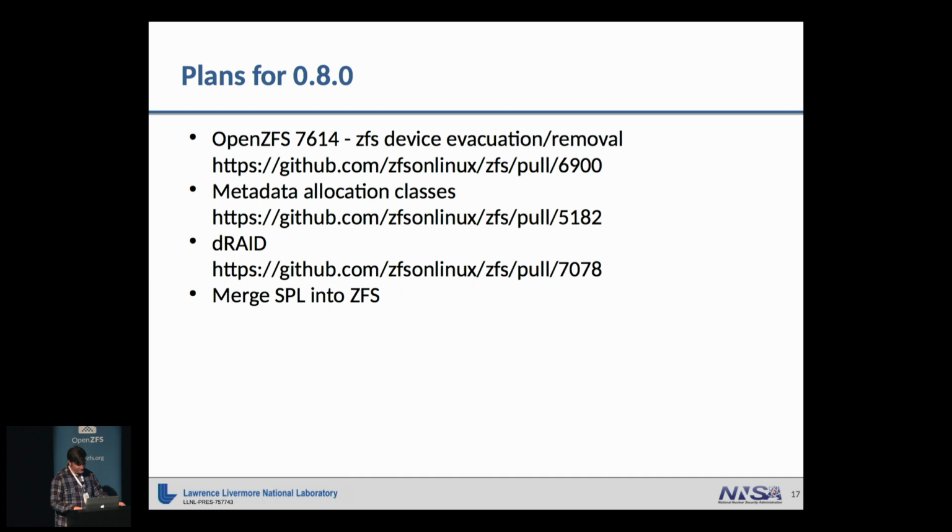So this is a very old slide. I don't know if all of you saw, but the 0.8.0 RC1 branch was released on Friday. So there's a lot more in it than what I have here. These are some of the heavy hitters: device removal, metadata allocation classes. DRAID unfortunately didn't make it, but the one we're really happy about, merging the SPL into ZFS, is in.